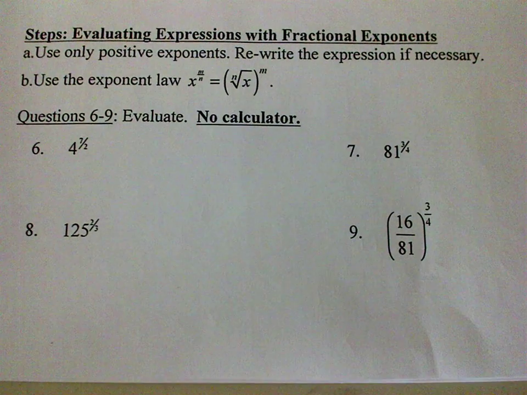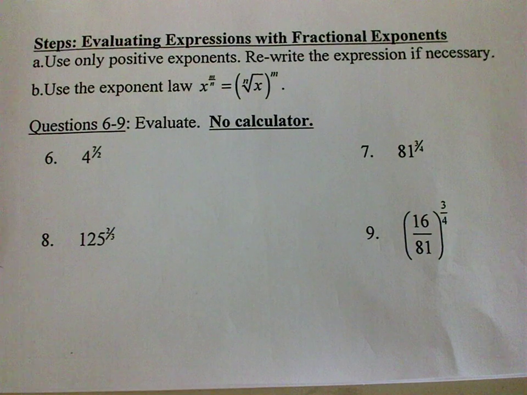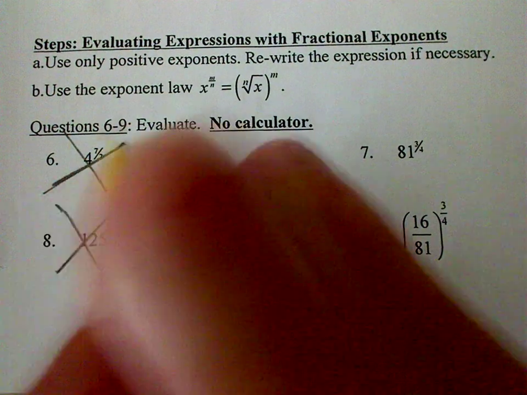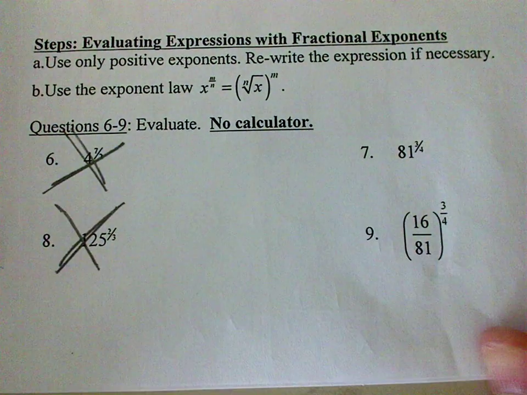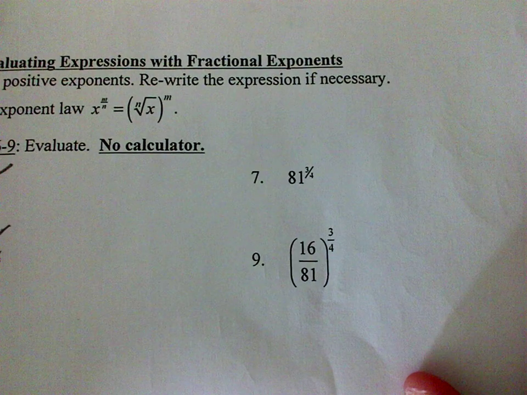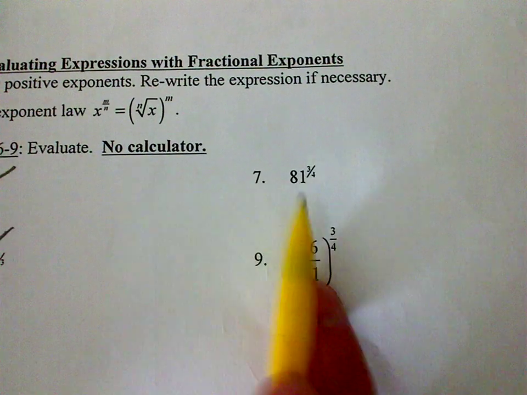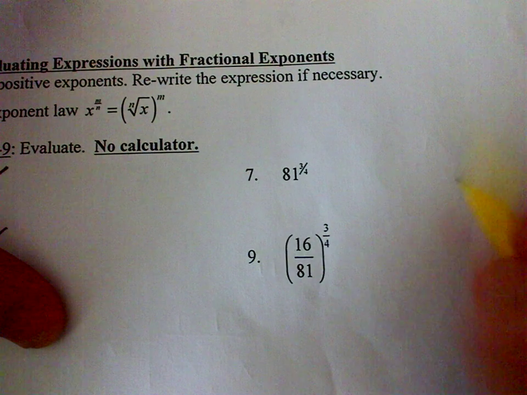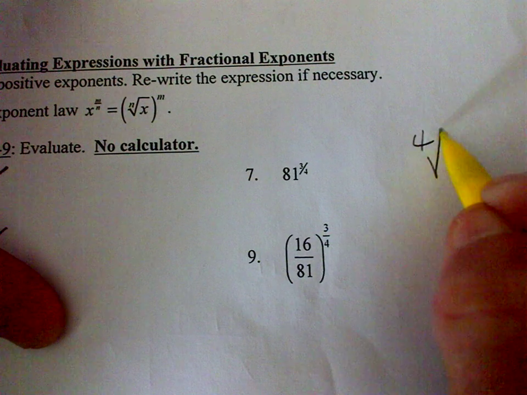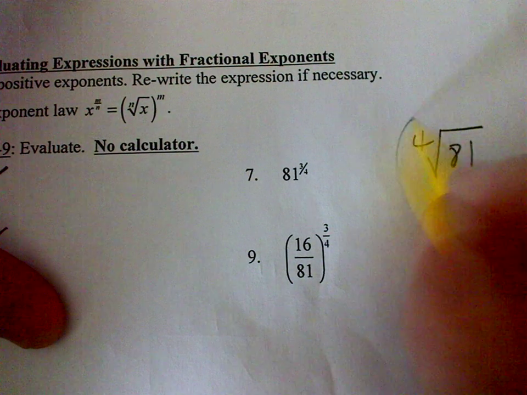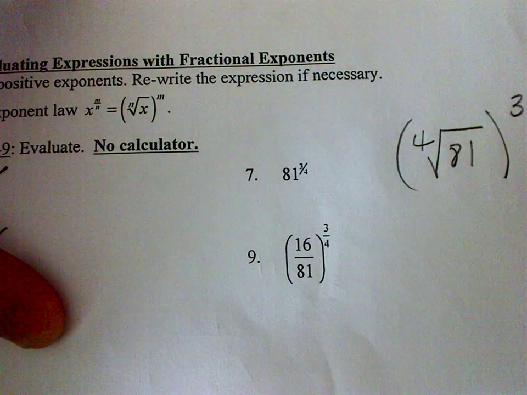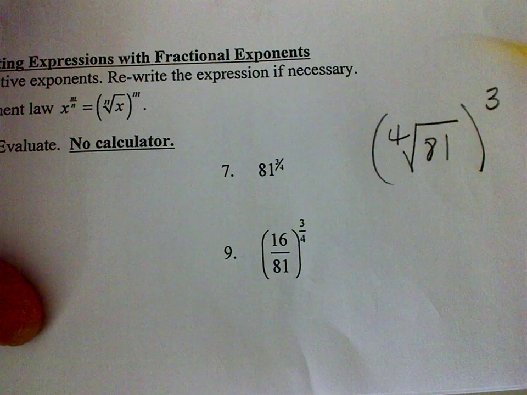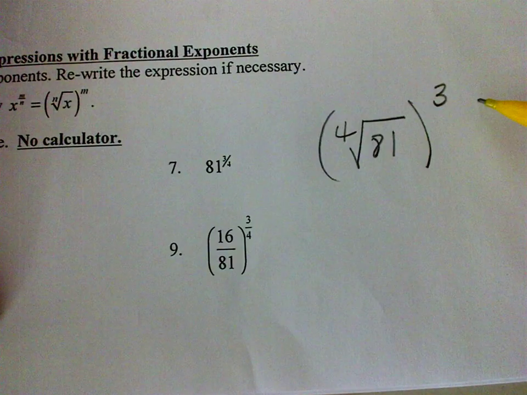Okay, so this is going to be no calculator. So what I'm going to do is I'm going to cross off 6 and 8 just to keep it kind of going here. Okay, so the first thing I want to do is, in order to evaluate without a calculator, I want to rewrite this in radical form, since it is no calculator. So I got the 4th root of 81, and then I'm going to cube my answer. So since I'm evaluating, you probably want to put the numerator as the exponent on the outside. It's going to be easier that way.